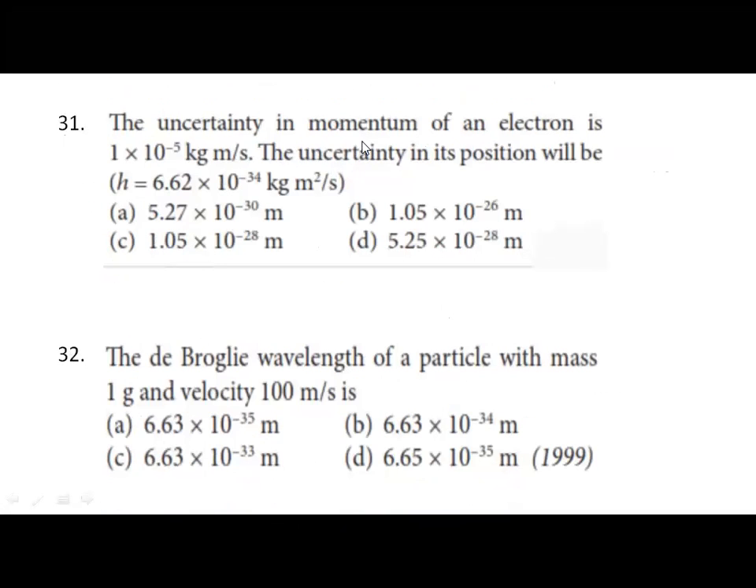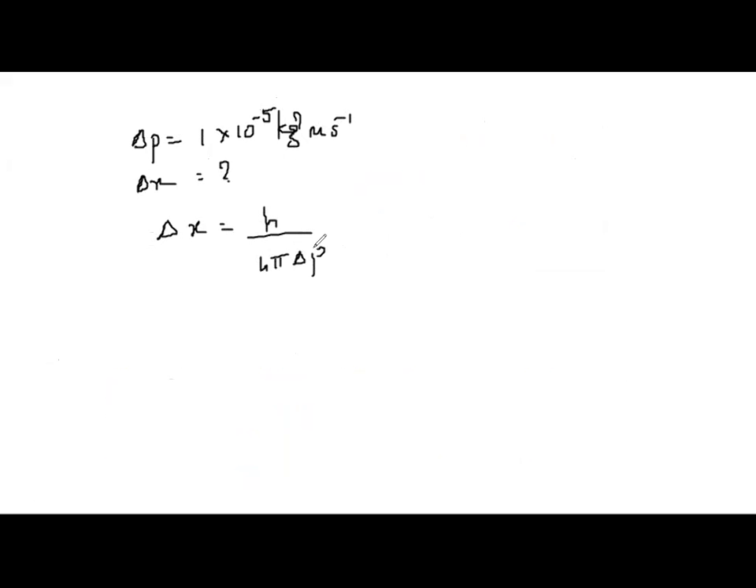Next question. The uncertainty in momentum of an electron is 1 into 10 raised to minus 5 kg meter per second. Uncertainty in position. Direct question. So uncertainty in momentum, delta p, is 1 into 10 raised to minus 5 kg meter per second in SI units. They have asked uncertainty in position, delta x. So delta x is equal to h upon 4 pi delta p, correct?